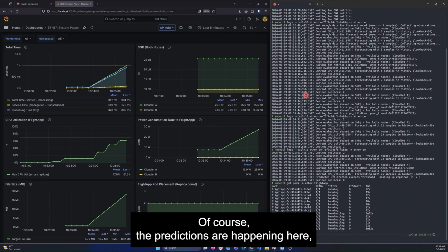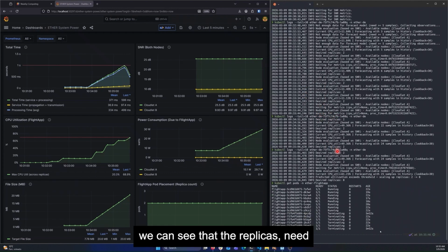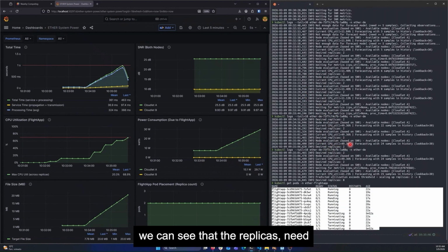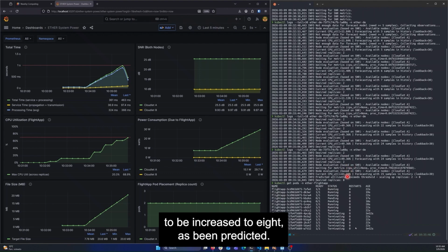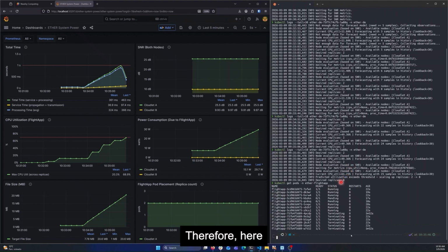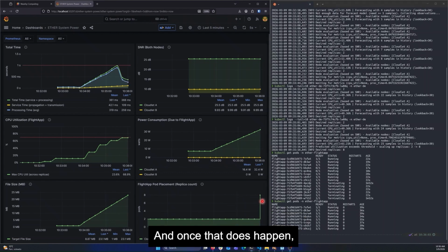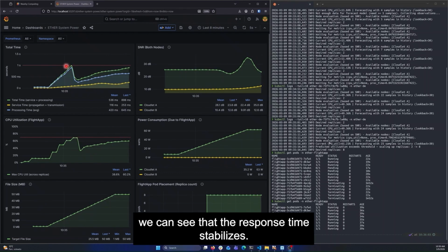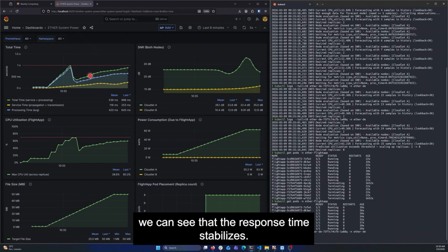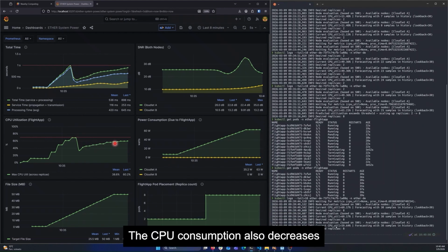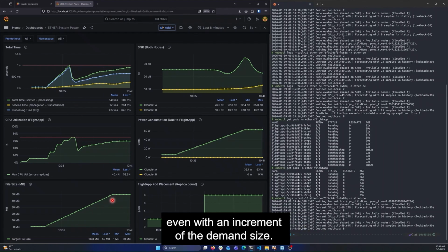Indeed, of course, the predictions are happening here. We can see that an increase of replicas to 8 has been predicted. Therefore, here we should be able to see an increment from 2 to 8 replicas. Indeed, it has been done. And once that does happen, we can see that the response time stabilizes and the CPU consumption also decreases, even with an increment in the demand size.